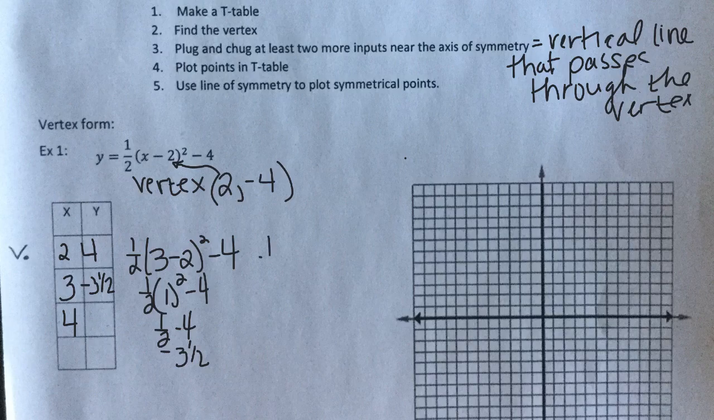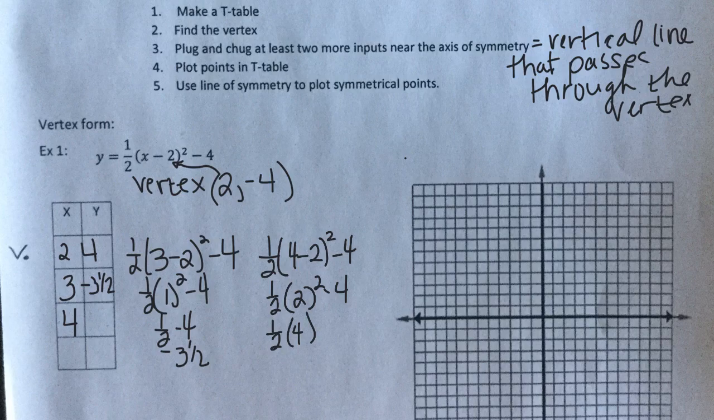Then I'll plug in 4. 1/2 times (4 minus 2) squared minus 4, which is 1/2 times 2 squared minus 4. Remember the order of operations. You have to do your exponent. 2 squared is 4 before you can multiply by the 1/2. And that's 2 minus 4, -2. So we'll put -2 on our table.